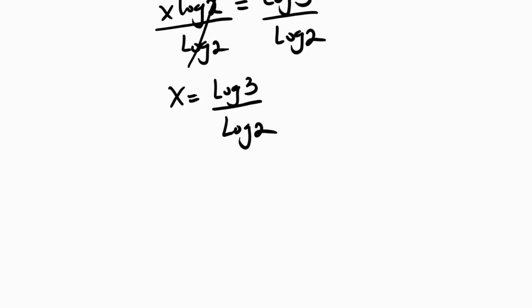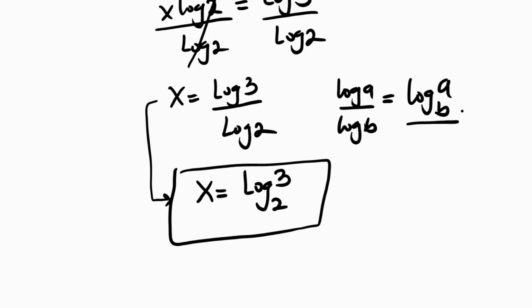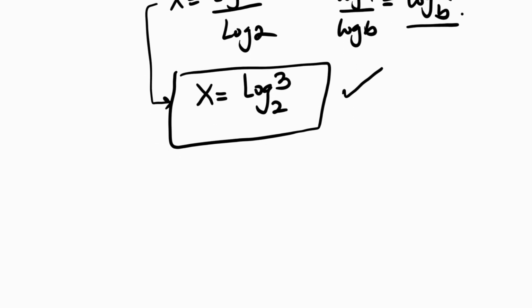So we have a formula that states that log of A over log of B is equal to log of A base B. Applying that formula here, x now becomes log of 3 base 2. This is our first answer. Okay, so let us go on to the second one.